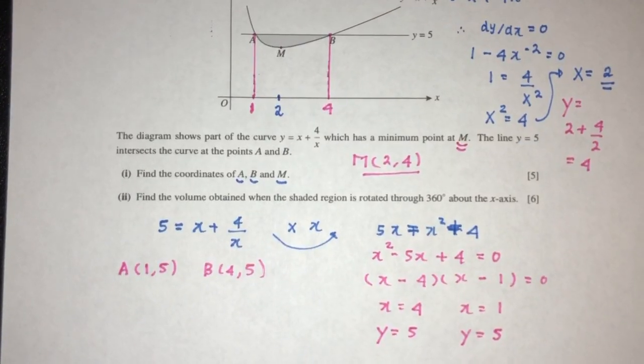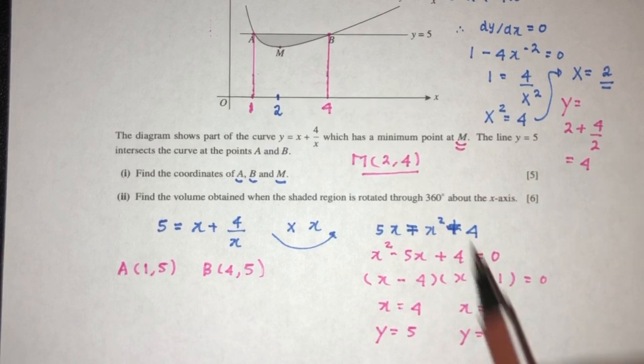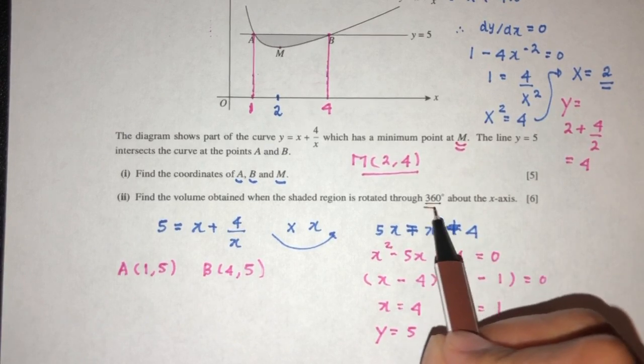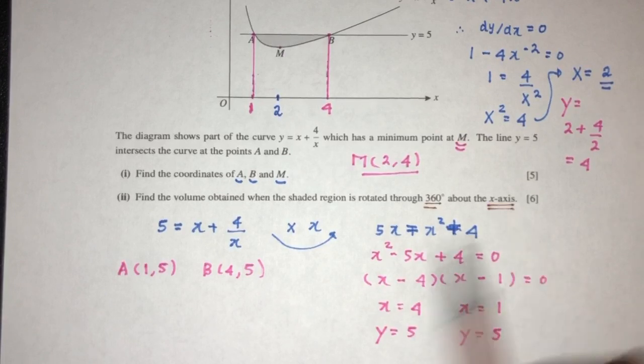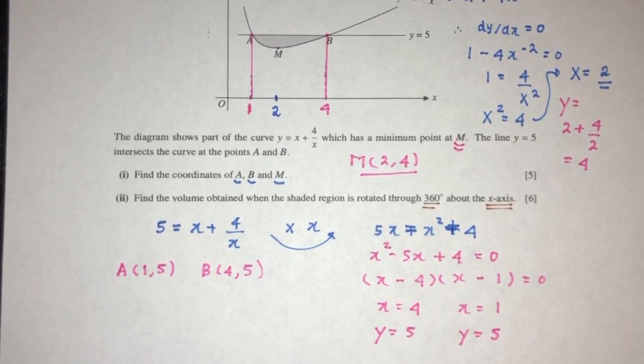Now what else do we need to do? So here we have to find the volume obtained when the shaded region is rotated through 360 degrees about the x-axis. Okay, so now this is pretty interesting. It is not very hard, but we just have to use a bit of imagination.